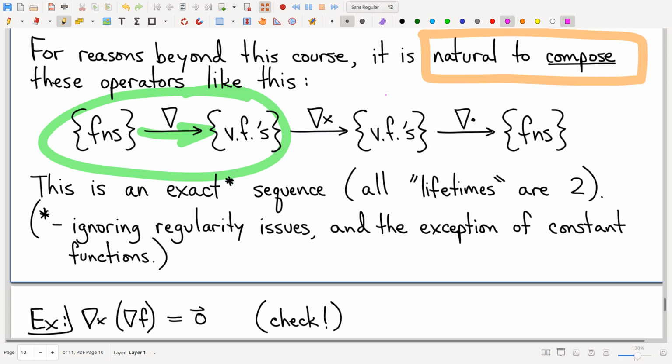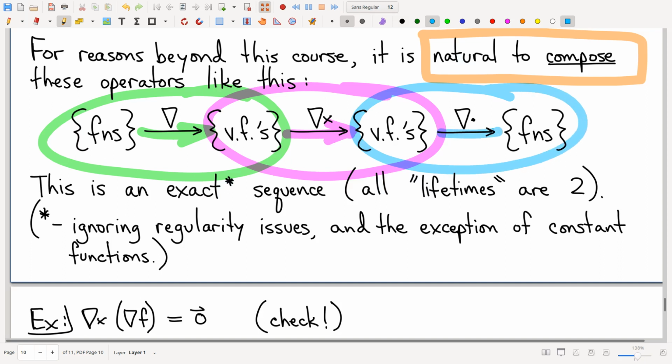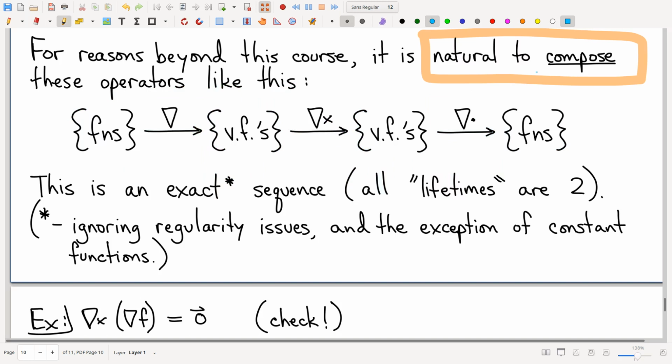We have the curl operator, which takes a vector field and produces another vector field. And then we have the divergence operator that takes a vector field and produces a scalar valued function. Okay, and when you compose them like this, mysteriously good things just happen for reasons that, again, are very sophisticated, very cool, and not at all appropriate for this course. So, again, I just want to show you what some of these cool things are.